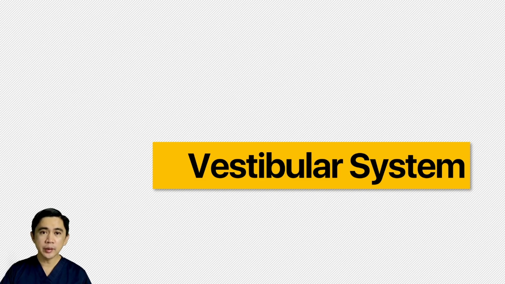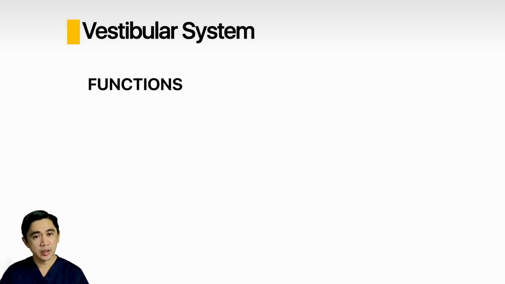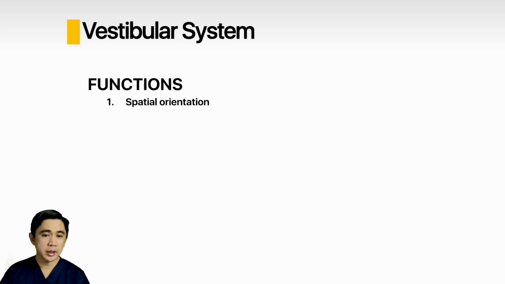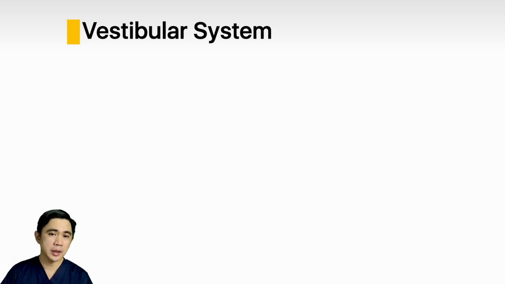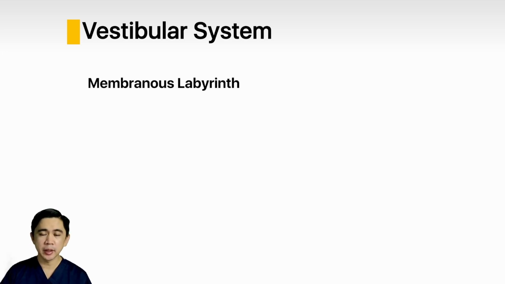So before going to dizziness, let us review the vestibular system. Its functions are spatial orientation, visual image stabilization, and balance control. So let us first review the anatomy of the vestibular system. And it all starts with reviewing the membranous labyrinth.